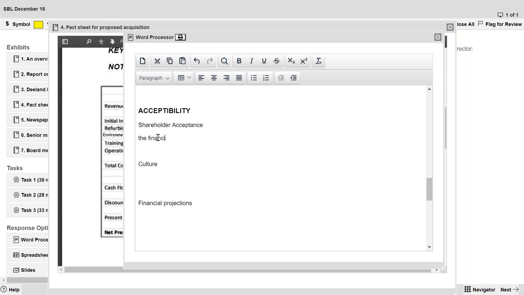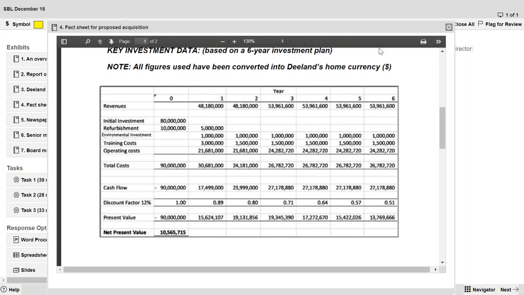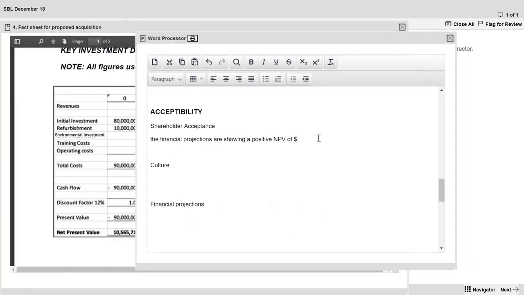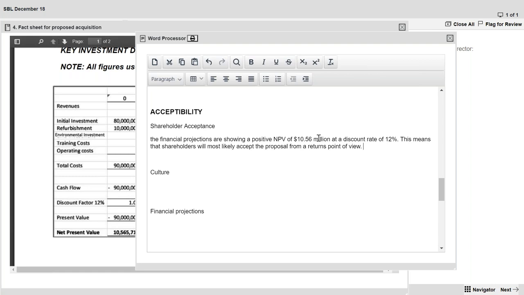The financial projections are showing a positive NPV of dollar, how much? 10.56 million dollars, 10.56 million at a discount rate of 12%. This means that shareholders will most likely accept the proposal from a returns point of view. As simple as that.